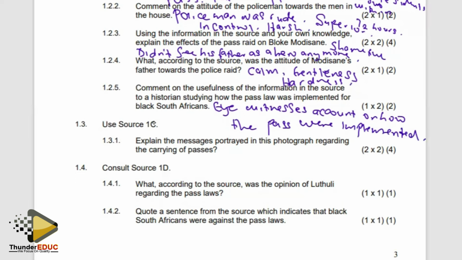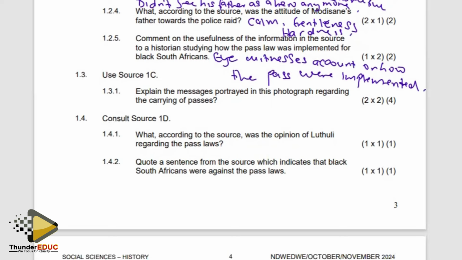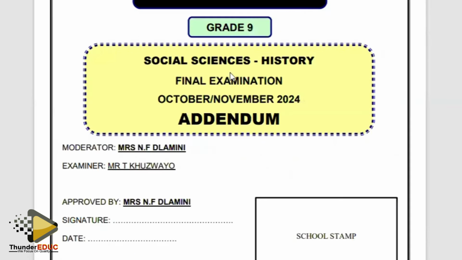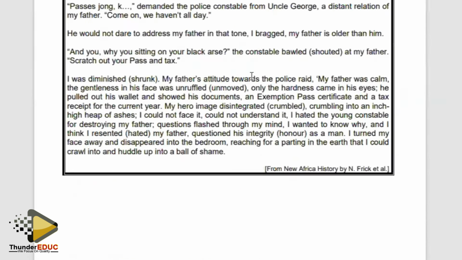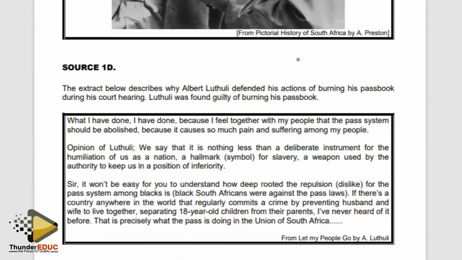You can also talk about how the source reveals the superiority of the policeman and demands passes. You can also talk about how Black South Africans had no say on the intrusion of their privacy. Now let's go to source C. I told you these addendums, right? When you look at source C here, this is a photograph. It shows the power the policeman had to stop Black South Africans to ask for their passes.